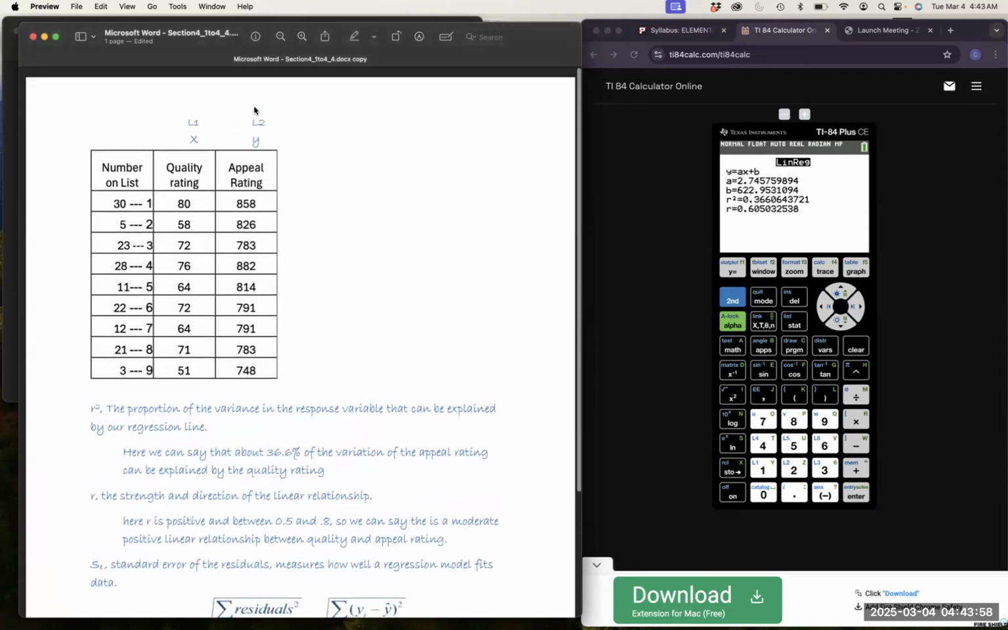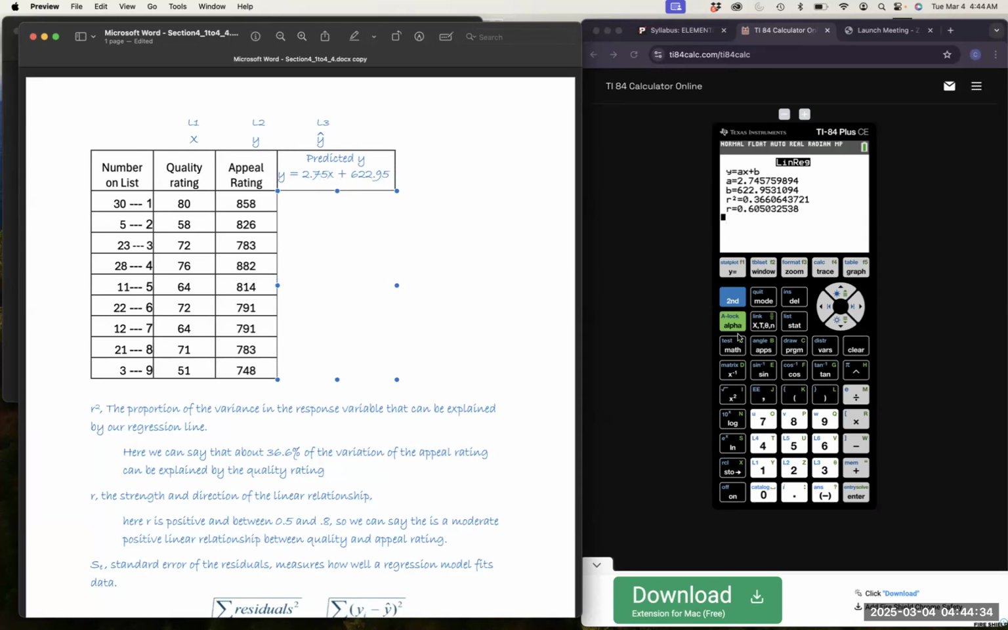So let's go back to our list up here. And so I want to create a Y3, and our Y3 is going to be the predicted outcome for our data. So I have an equation for Y. My equation for Y is my predicted Y, Y hat. My little hats didn't show up on here, but these are my Y hats. And so I use my a and my b to create the equation for my Y hat, which is 2.75x plus 622.95 to get my outcome.